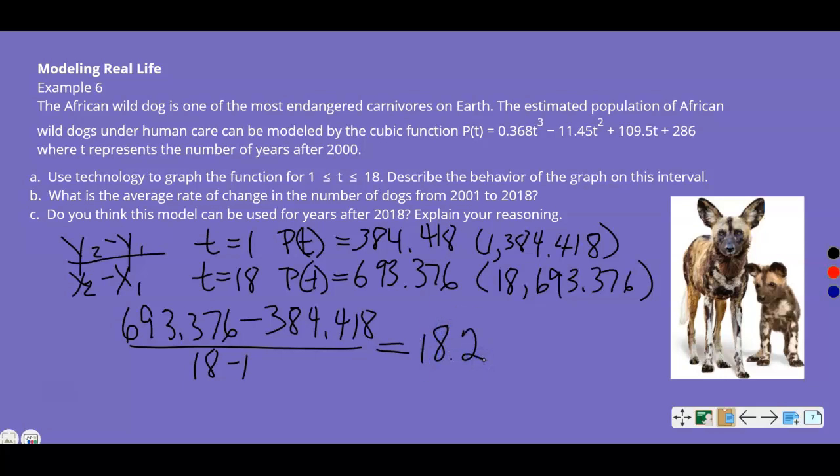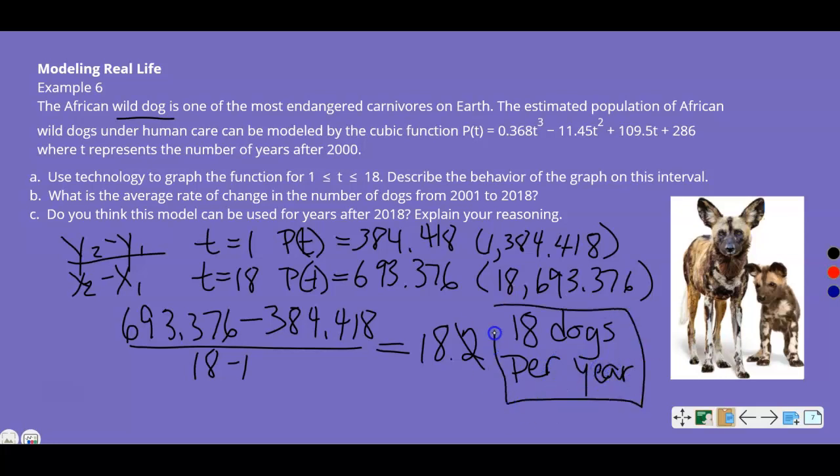All right, so the average rate of change from 2001 to 2018 is about 18 dogs per year, because we're not going to have a 0.2 dog, right? So let's round it to the whole number. So it's about 18, and these are wild dogs, so about 18 dogs per year. We rounded down because 0.2 is closer to 18 than 19.